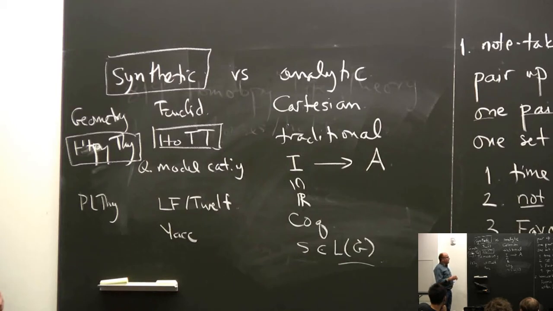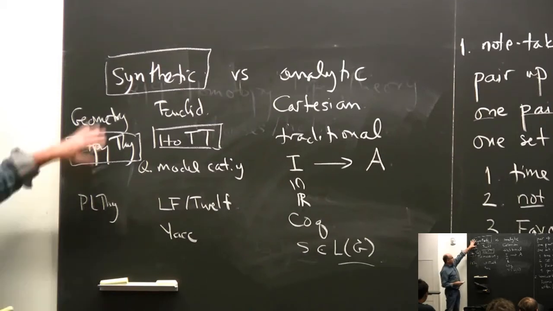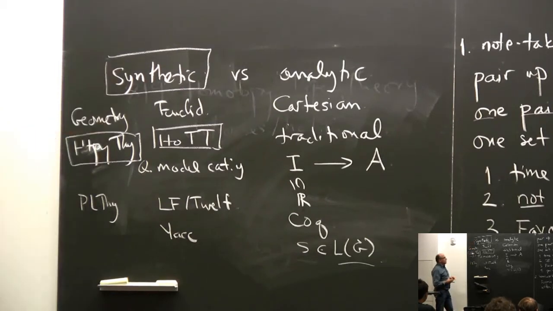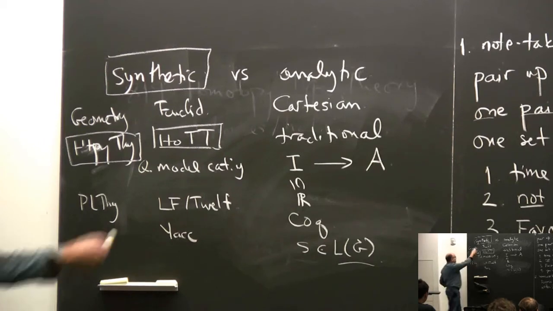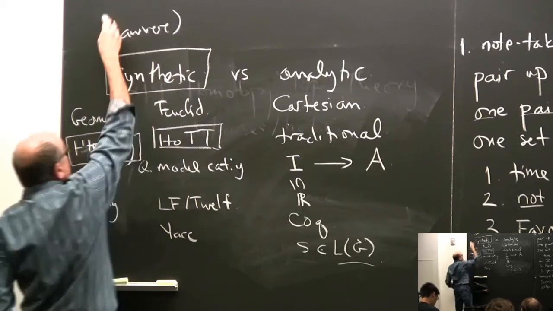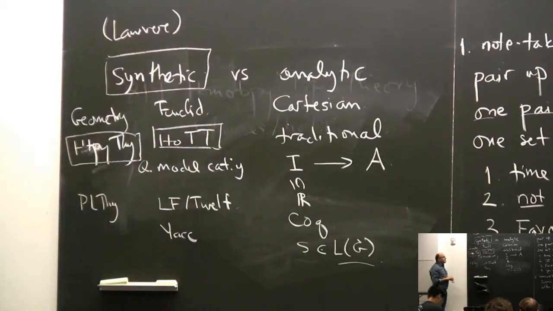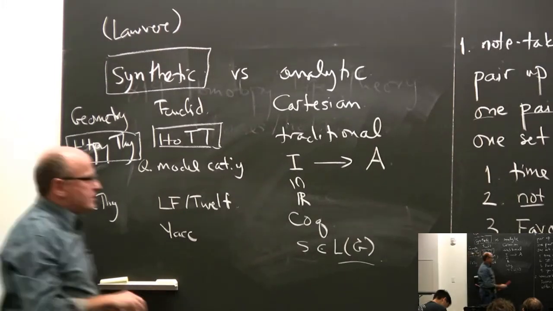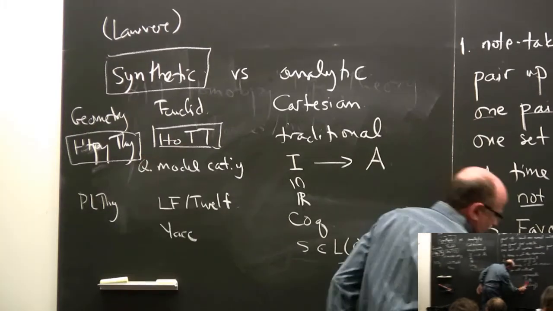So by way of motivating you for the rest of the semester, I want to sort of indicate this. It's this idea of the synthetic perspective. As far as I know, this distinction is due to Lawvere. And it's just the idea that homotopy theory is intrinsic to the notion of type theory. So let me explain now what I mean by that.